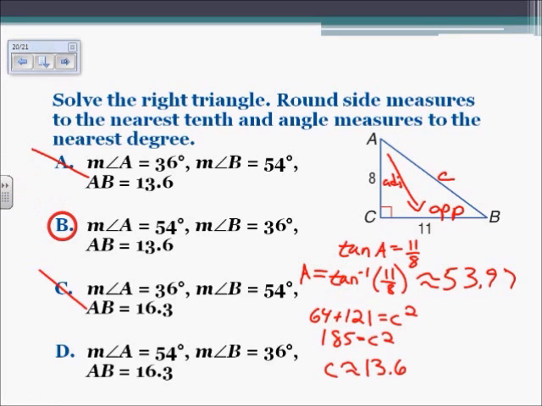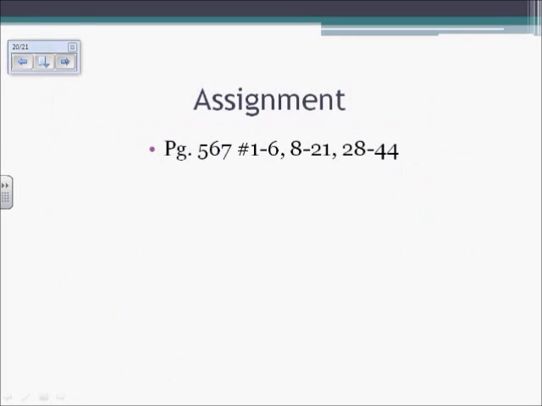And there it is. So that's solving a right triangle. That ends lecture for today. Problems that we will look at from this section are from page 567, 1 through 6, 8 to 21, and 28 through 44. Thanks for watching.